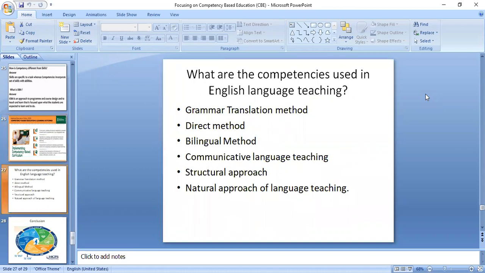So what are the competencies used in English language teaching? Being a language teacher, I want to discuss some points on how to improve the language skills among the students. So this process can be used to improve their language skill. What are these? Grammar translation method, direct method, bilingual method, communicative language teaching, structural approach, natural approach of language teaching, etc.